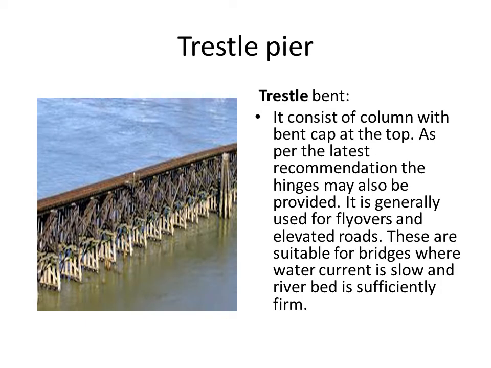Trestle pier, trestle bent. It also consists of columns with bent caps at the top, as you can see in the figure. And as per the recommendations, hinges may also be provided in this trestle bent. It is generally used for flyovers and elevated roads. This type of trestle pier is suitable for bridges where water current is low and river bed is firm.